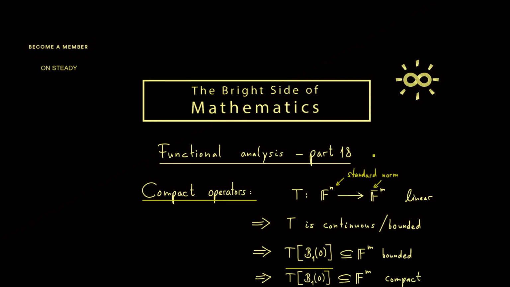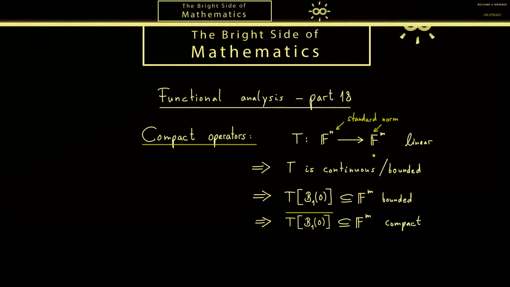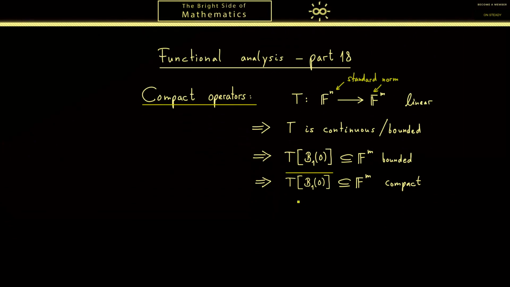With this, essentially you now know what a compact operator is. When we look at the image of the unit ball and form the closure, and this set is compact, we speak of a compact operator. Of course, this always holds in this case, but not in general.